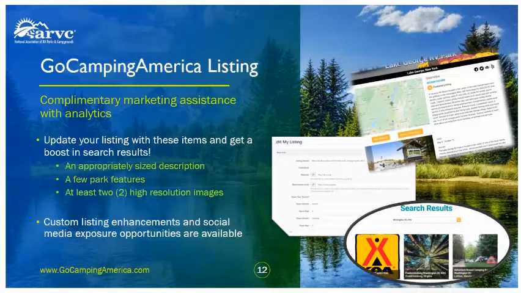To help make sure your listing gets an automatic boost in search results, we recommend having a description that is just the right size. There'll be a little bar to indicate if it's too short or too long. Select a few park features and have at least 2 high-resolution images. You can upload as many images as you like, and we really recommend filling out this profile to the max. The more you have in here, the better and easier campers will find you.